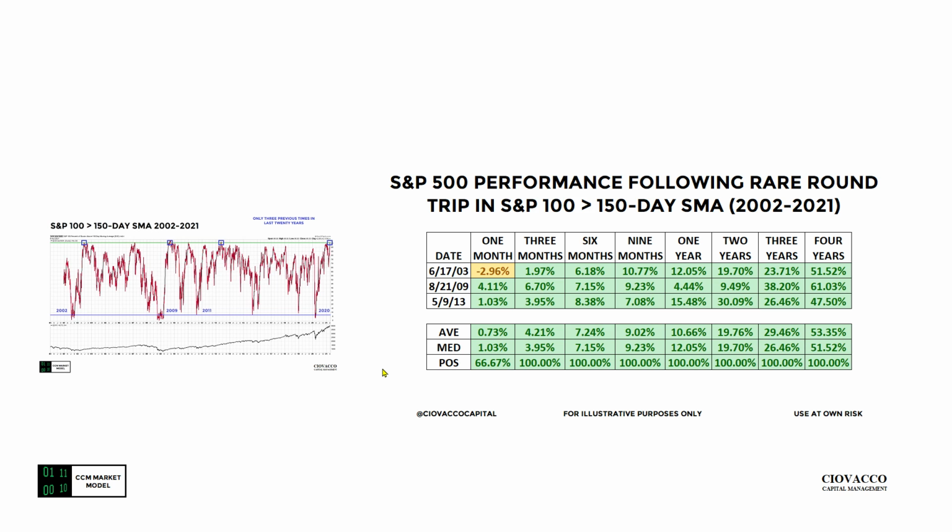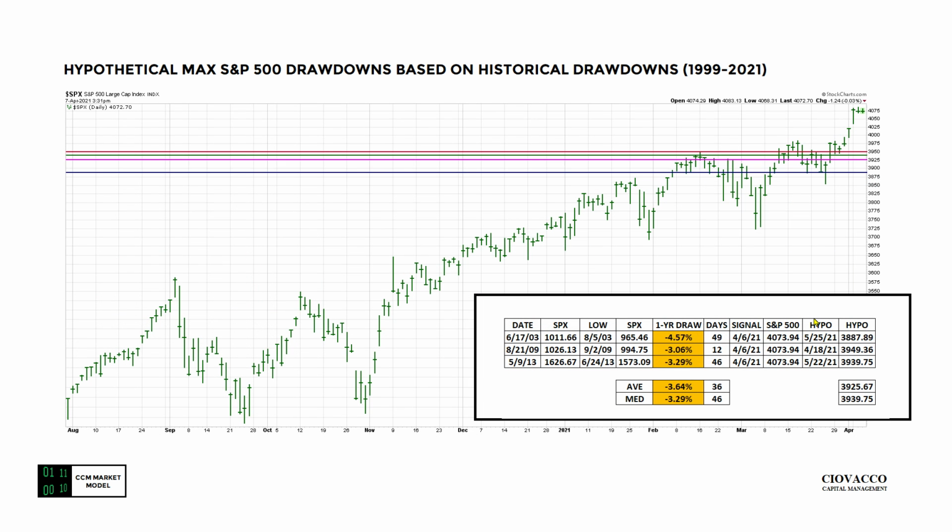Average gain 6 months out, a little over 7%, 9 months out, 9%, 1 year out, nothing really to write home about, 10.66%, but still positive nonetheless. 2 years later, almost 20%, 3 years later, 30%. 4 years later, the average gain was an additional gain of 53.35%. Worst case scenario, the market tacked on an additional 47.5%. To get to the right side of the table, the drawdowns are really no picnic in real time.